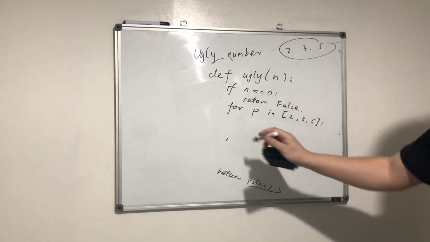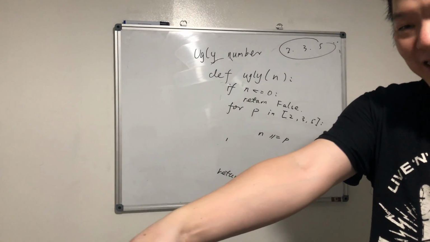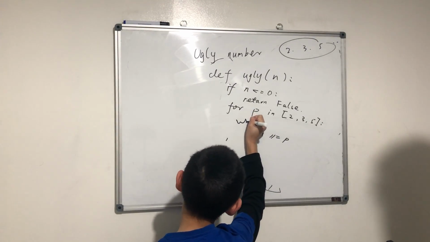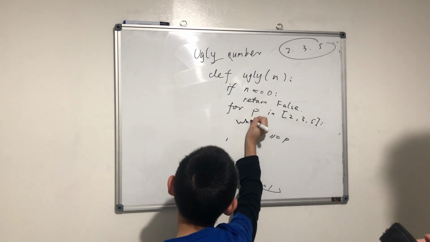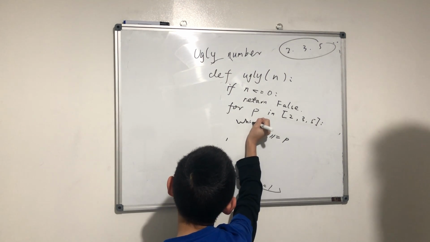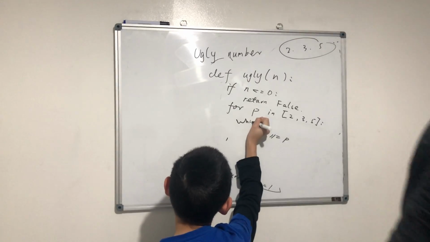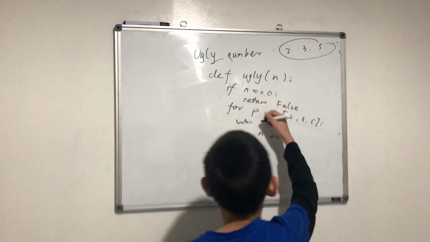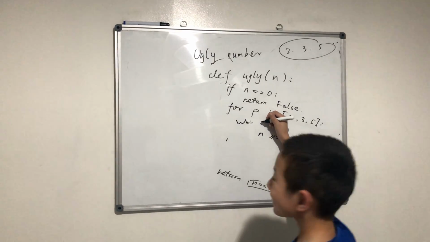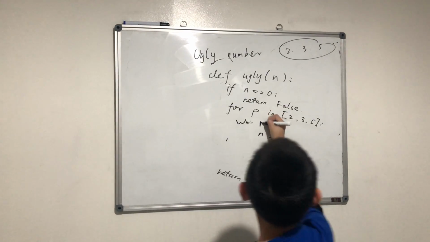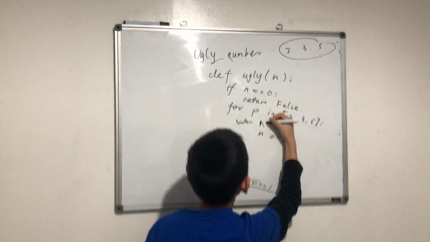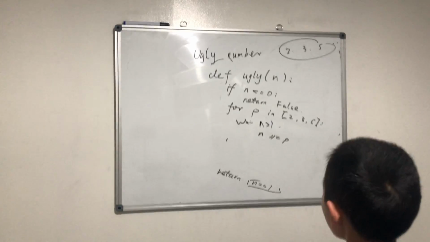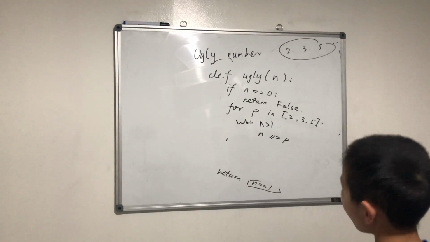While something. Okay, write it properly. While what? While we need to check if we can divide it by p, right? p will be 2, 3, and 5. While n will be bigger than 1. When bigger than 1, because if it's 1, or less than 1, we don't need to continue to check, right? While n bigger than 1.